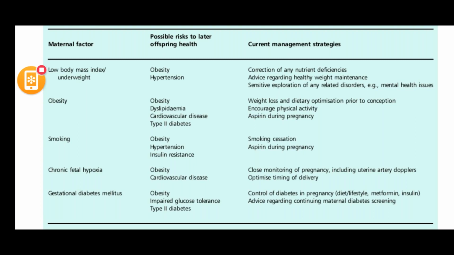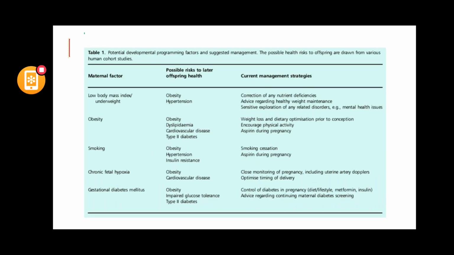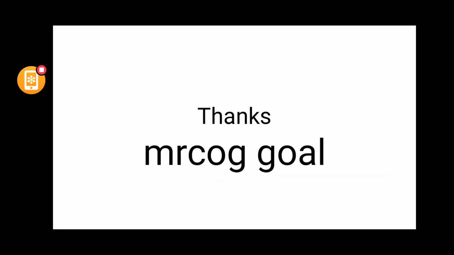Gestational diabetes, the babies can have obesity, impaired glucose tolerance, type 2 diabetes, and of course, you should be giving the lifestyle changes to the mother. You should be telling her to exercise, to have a proper diet chart, be on either metformin or insulin, depending upon the type of diabetes that she has, and advise her regarding continuing the maternal diabetes screening program, right? Which you'll come to know once you enter into your part two, right?